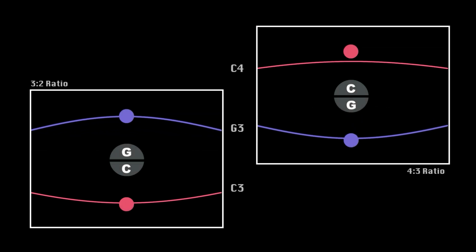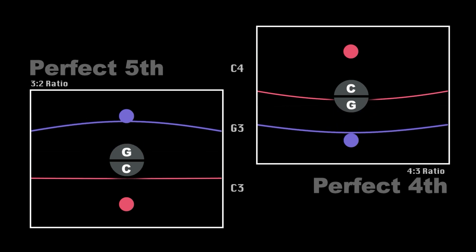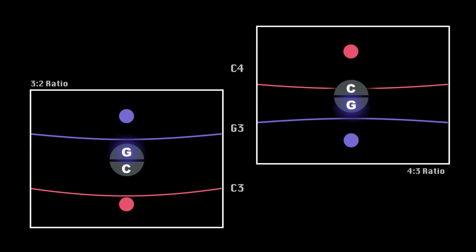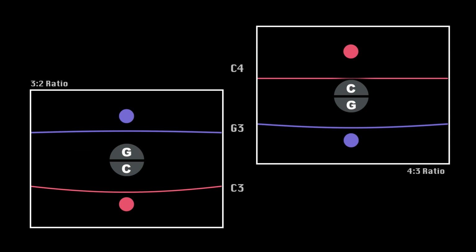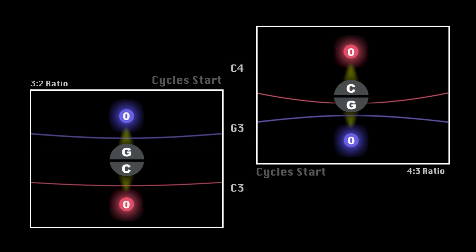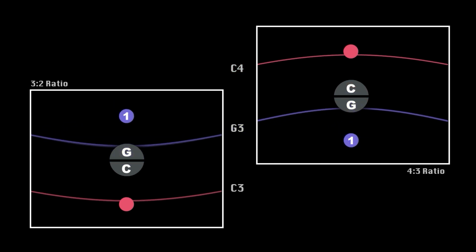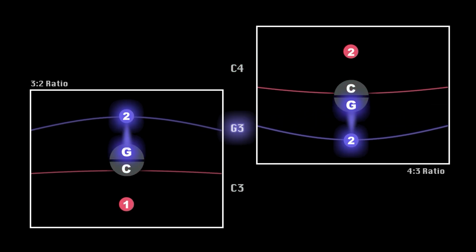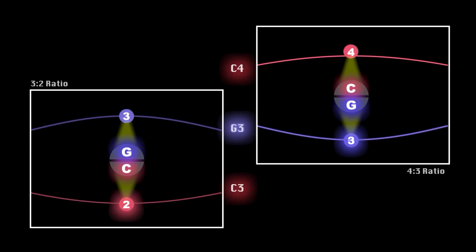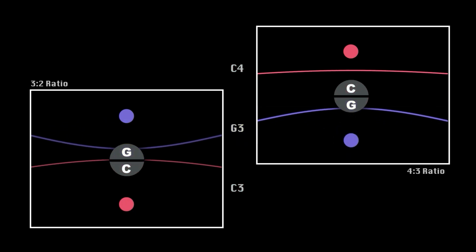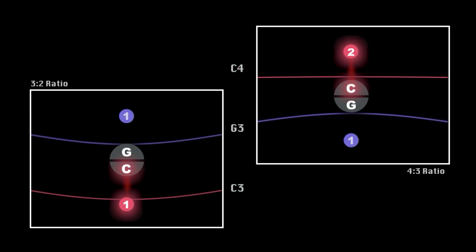Now let's look at them side by side. The perfect fifth on the left, the perfect fourth on the right. The G is a unison, but the C is now split into an octave. Because an octave is a simple 2-to-1 ratio, the higher C, C4, will cycle twice for every 1 cycle of C3 below it.